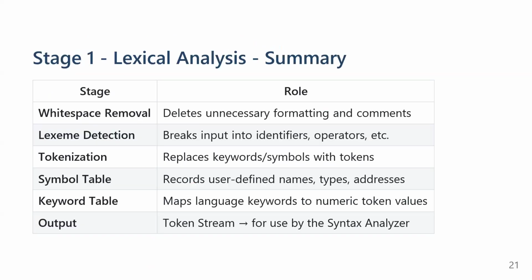Now, lexical analysis can be summarized as following these 6 major tasks. It first removes white space, deleting unnecessary formatting and comments. It detects lexemes by breaking input into identifiers, operators, and so on. Tokenization by replacing keywords and symbols with tokens. Symbol table by recording user-defined names, types, and addresses. Builds a keyword table by mapping language-specific keywords into numeric token values. And outputs a token stream, which is then used by the syntax analyzer, also known as the parser, in the next stage. Right, let's begin.